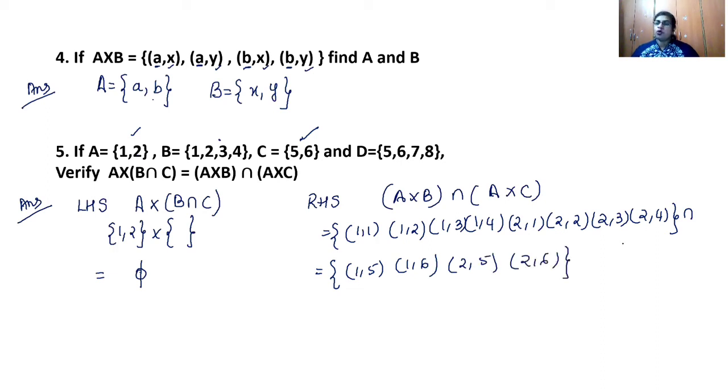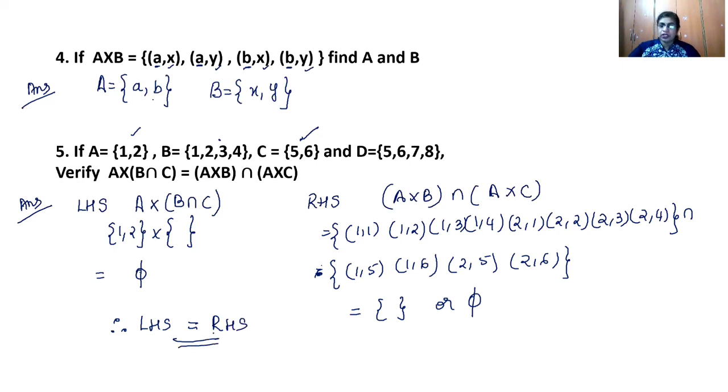Now look at both sets here, the A cross B set and the A cross C set. Is there any intersection? Check. I don't find any intersection, isn't it? So then what is your answer here? Therefore the intersection is empty. So here also you have the empty set. You can either write open flower brackets or just put the symbol. So what have you found out now? The left hand side and right hand side are equal. Therefore, you have verified LHS is equal to RHS. Hope it is clear.